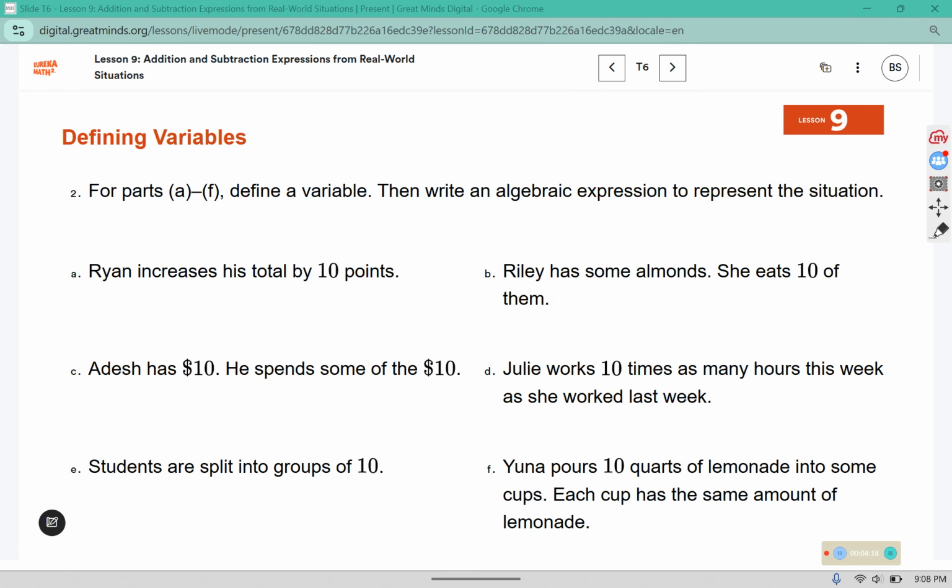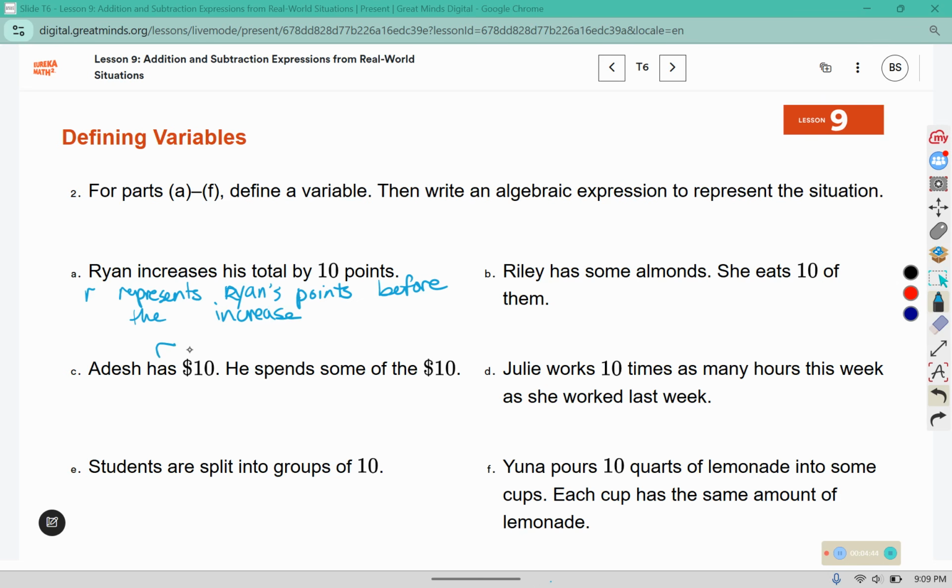A, Ryan increases his total by 10 points. So we're going to say R represents Ryan's points before the increase. Then after the increase, it says points before plus 10 more.